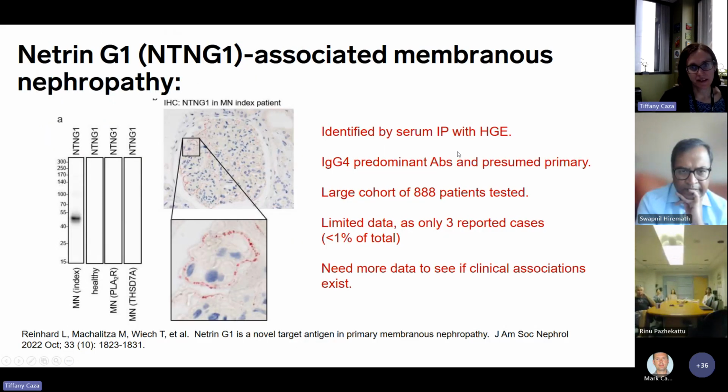Netrin G1 is a new antigen in membranous, and there's only been 3 patients described to date of 888 patients tested in a cohort. This was through serum immunoprecipitation with human glomerular extract that led to identification, but we need more data to see if there are any clinical associations that come out of this.